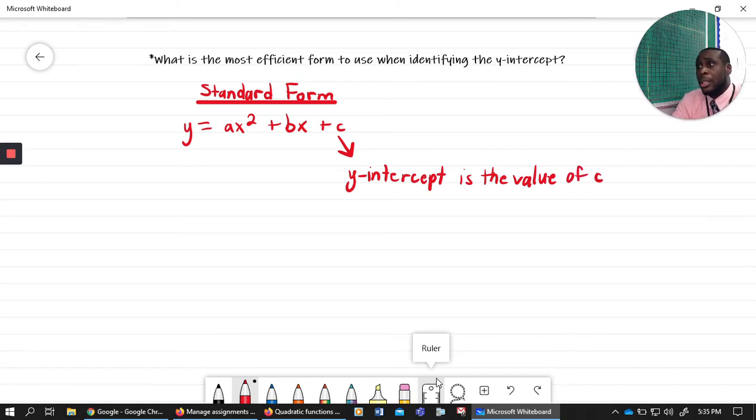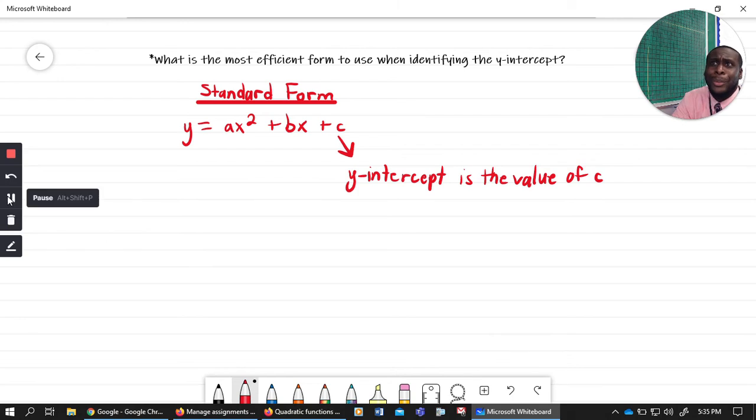Alrighty. And so again, I'm not going to put an example here because you guys should know how to identify what the value of c is. You should know how to identify what the value of a is and b is at this point in time. If not, go back and look at that video on standard form for quadratic functions, and you'll see if you don't remember.